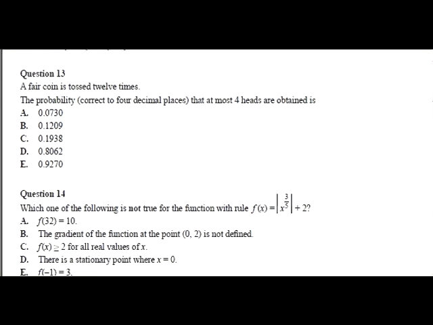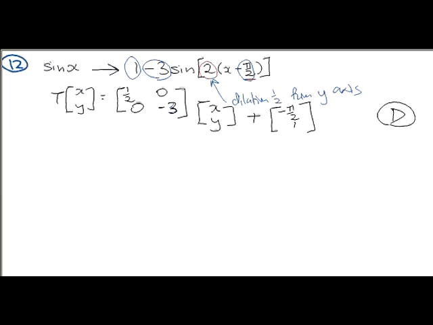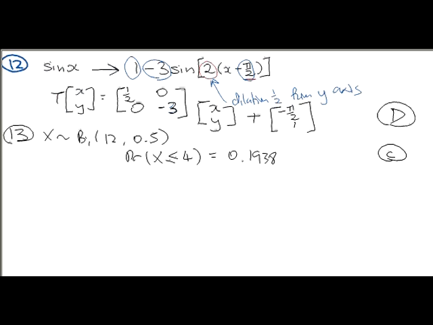Question 13, fair coin toss 12 times. At most 4 heads are obtained. Real easy, right? You all know how to do this. You know that x is distributed as a binomial, 12 trials, probability of success is 0.5, and you just find probability of x smaller or equal to 4, and you're going to find that this is 0.1938, option C. Straight up calculator operation question, nothing really to see.